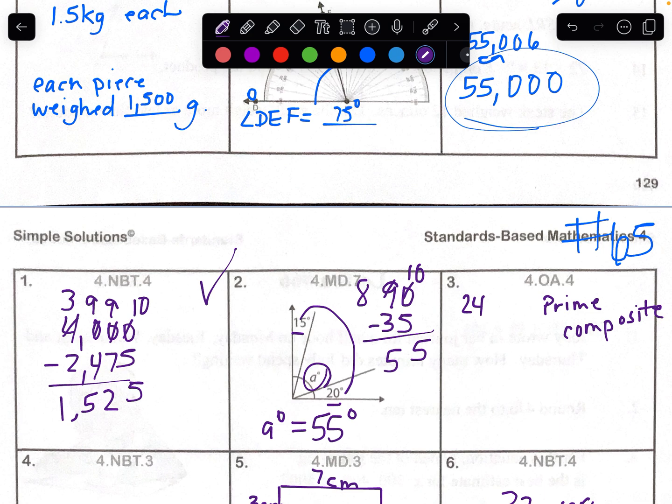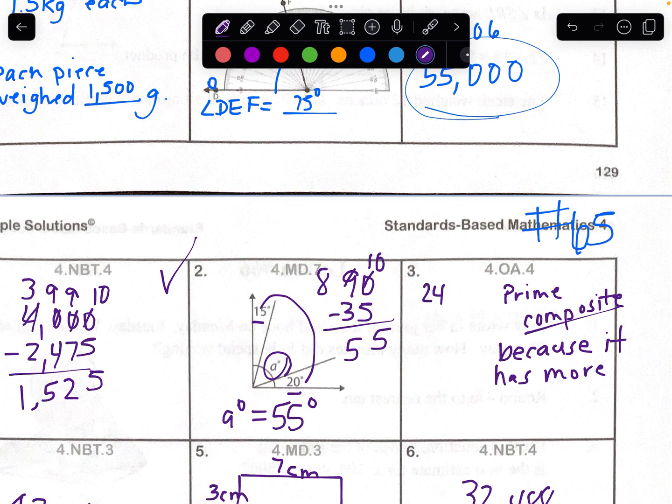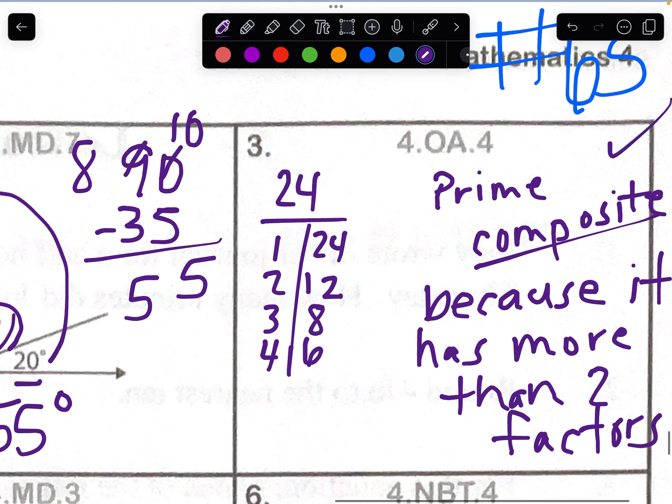All right, number 3 is 24 prime or composite. It is composite. You had to explain. It's simple because it has more than 2 factors. If you listed the factors, I would like to go over those. You have 1 and 24, 2 and 12, 3 and 8, and then 4 and 6. Good job if you got all of those.